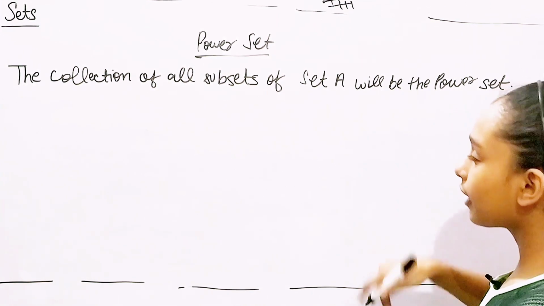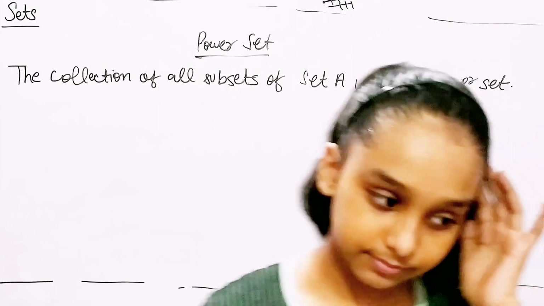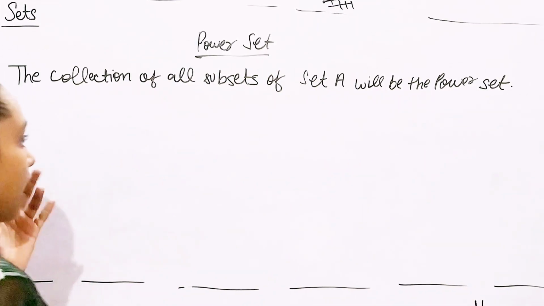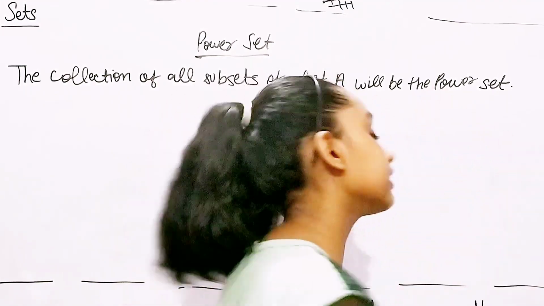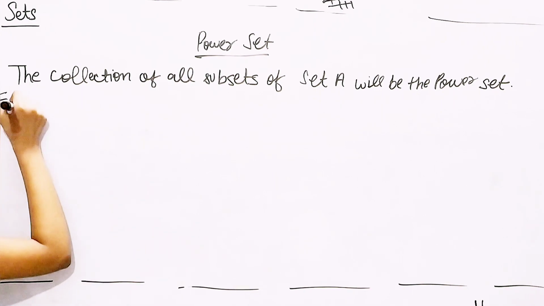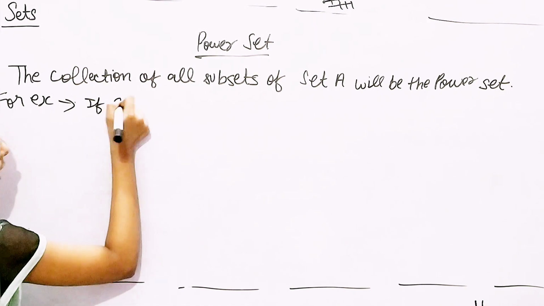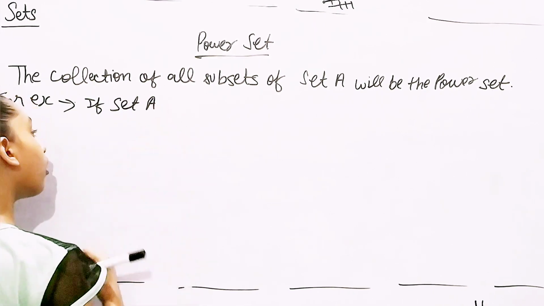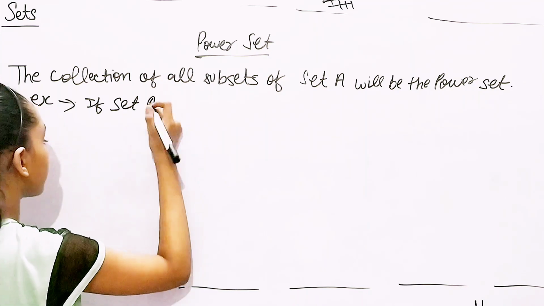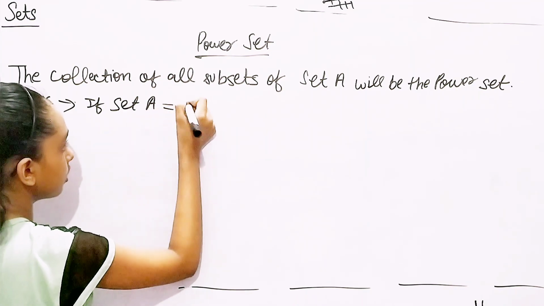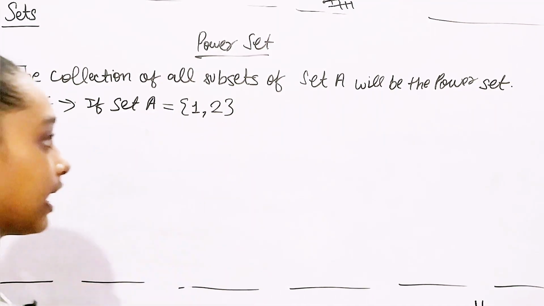So I've just written the small line for now. So let's take an easy example, and the collection of all subsets of set A is called the power set. Got it? Okay, so for example, if set A, no need to write set, but I'm still writing it, if set A is equal to the elements 1 and 2, we have to find the power set of A.